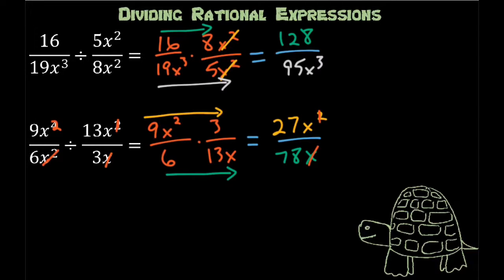And I will have 27x over 78. And there is a little bit more simplifying that I could have done. Those are both going to be divisible by 3. 27 divided by 3 is 9, and we still have the x. 78 divided by 3 is going to be 26. And now we are finished.